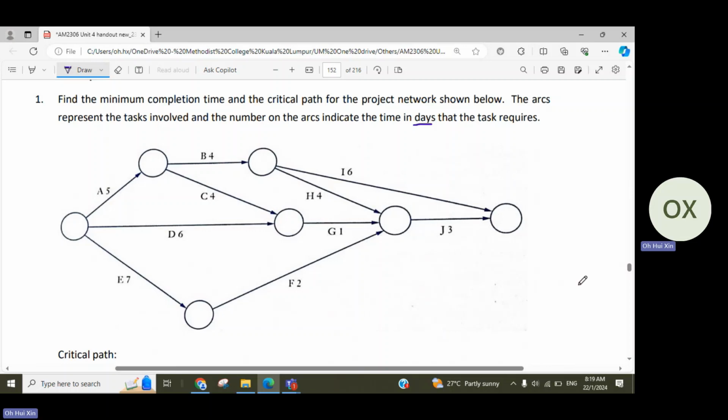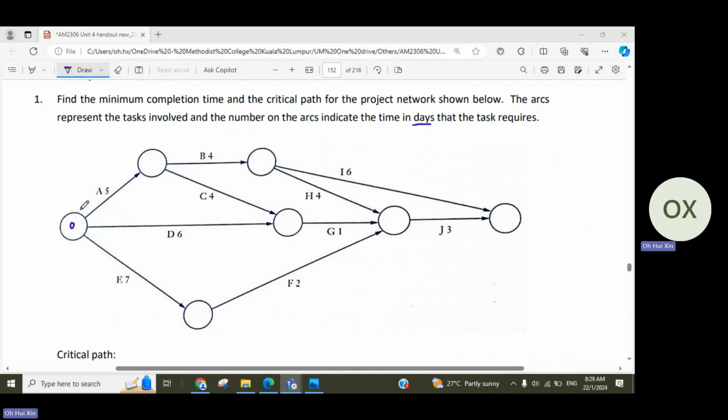Okay, so remember when we start off, that's where we put 0. It's the same thing as in maximum flow, where you have your source and also your sink, right? So in your project network, this is your starting checkpoint, and remember to check your direction to understand where your starting checkpoint is and where your ending checkpoint is. But remember that the words source and sink are only for maximum flow, not for project network.